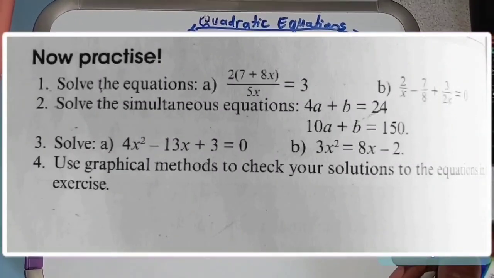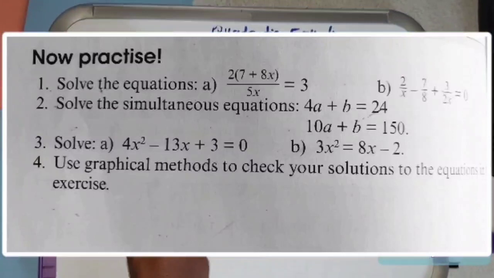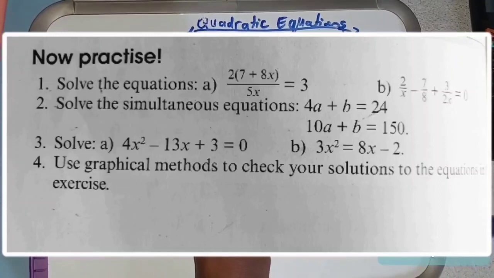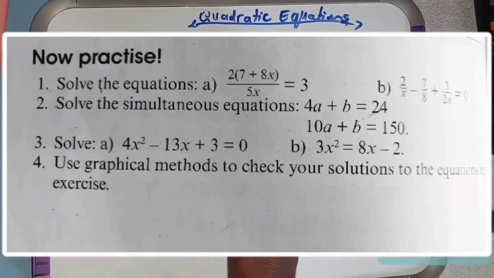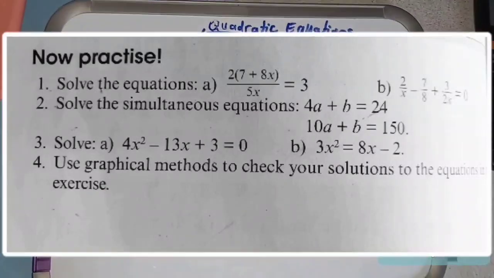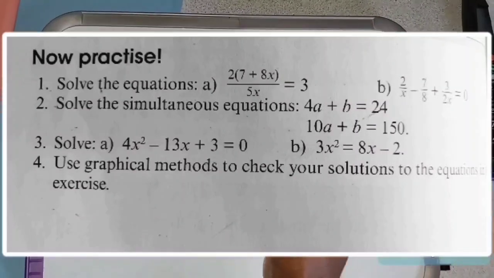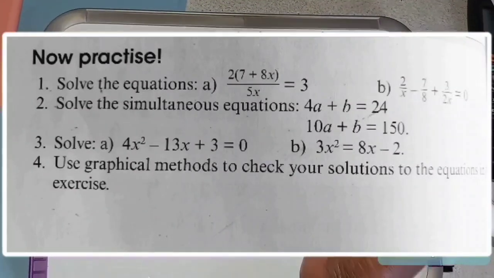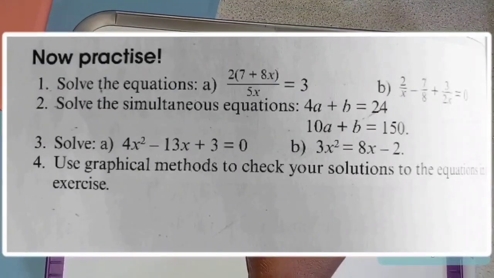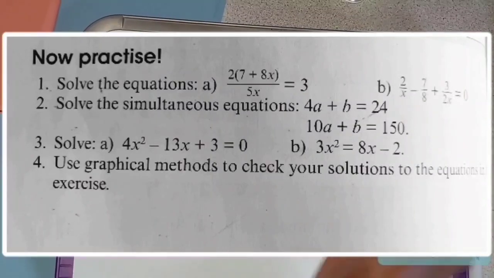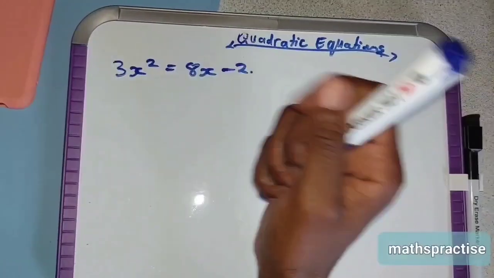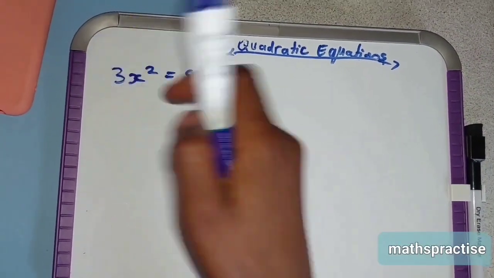Okay, so in this example, we are given 3x squared is equal to 8x minus 2. As we said, you already identify that it is not a linear equation. It is almost similar to a linear equation, but the only thing that will show you that it is not a linear equation is that the highest power of x is 2. That's number one. We identify it's a quadratic equation with the highest power of x being 2.